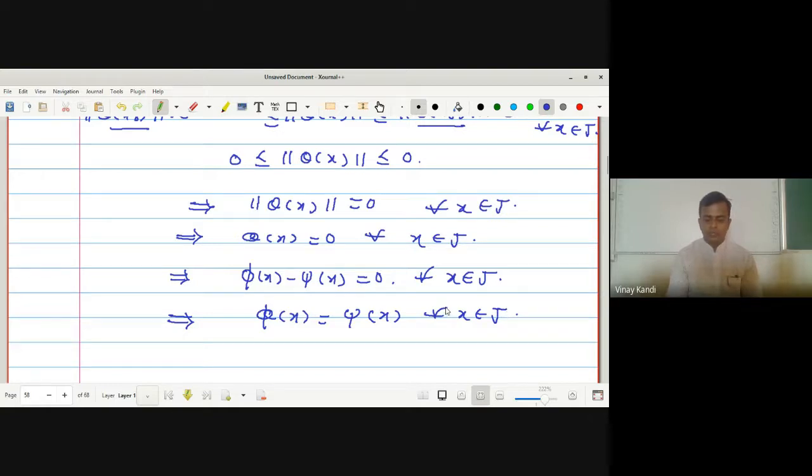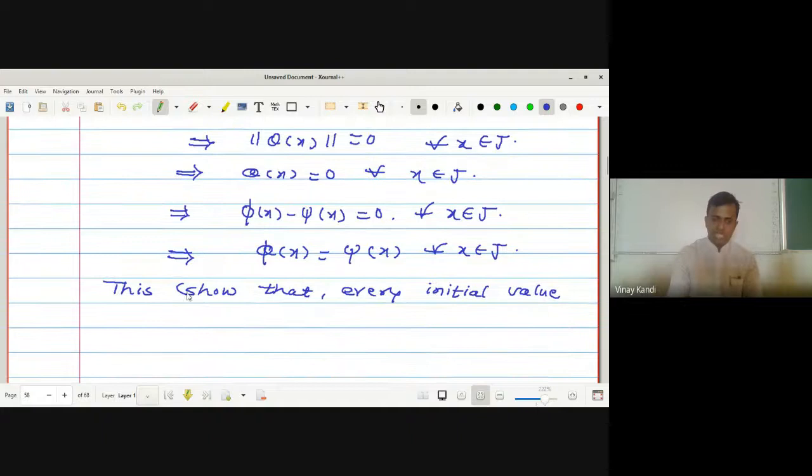Okay, this shows that every initial value problem has a unique solution. Okay, any doubt?